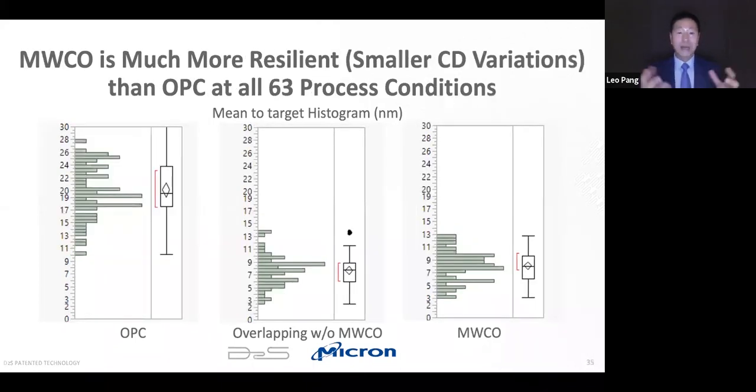Then let's look at the CD distribution for the entire 63 process conditions. Now we see a big difference. Overlapping without MWCO and MWCO, the CD distribution is half that of OPC. This is very significant. That means MWCO is much more resilient. We have a much smaller CD variation than OPC.